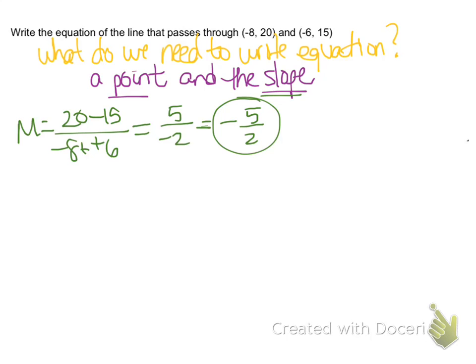Now we have a slope of -5/2, and since both of these points are on the line, we can write our equation using either point that we want. So go ahead and use our slope of -5/2 and use either one of those points and write an equation, and we should all come up with the same equation.